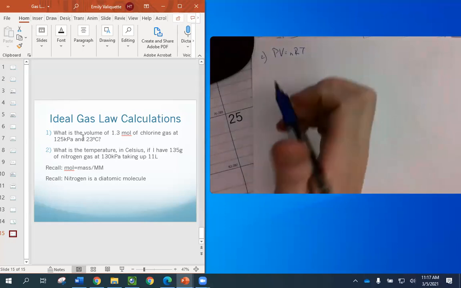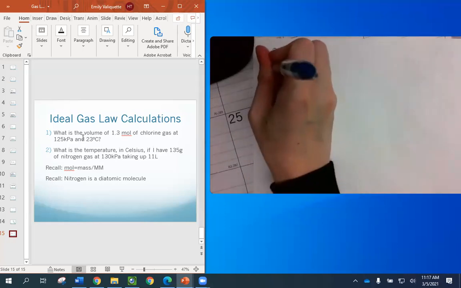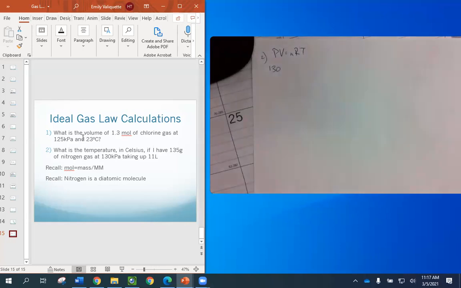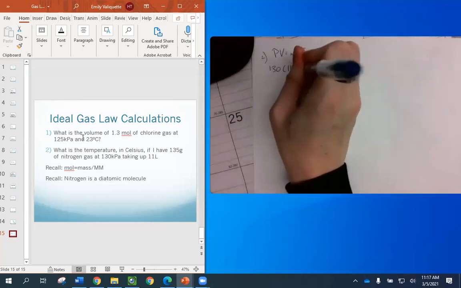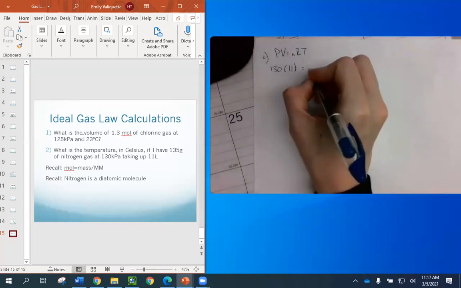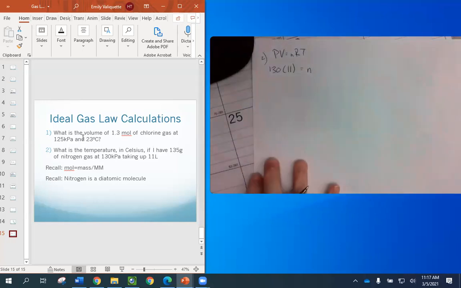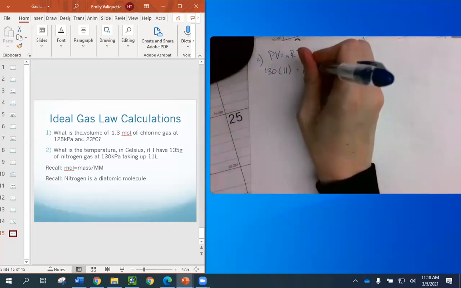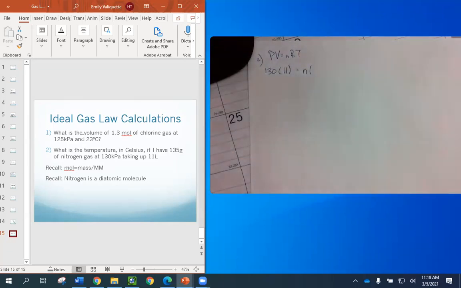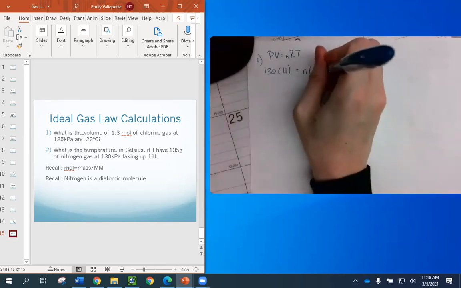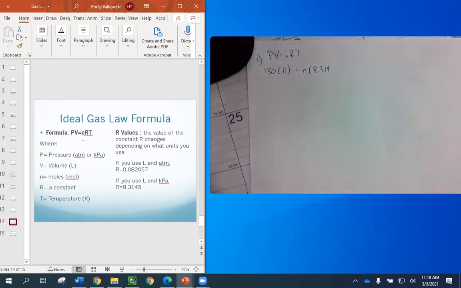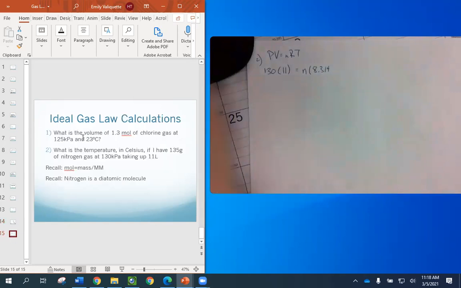And I'm going to plug in my pressure, which is 130 kilopascals, my volume, which is 11 liters, and I don't know my moles right now. My R value, because I'm using kilopascals, is going to be 8.3145. And I also don't know my temperature at the moment. So you might be wondering, how do I solve this when I have 2 variables? Because you're right, we cannot solve something with 2 variables.